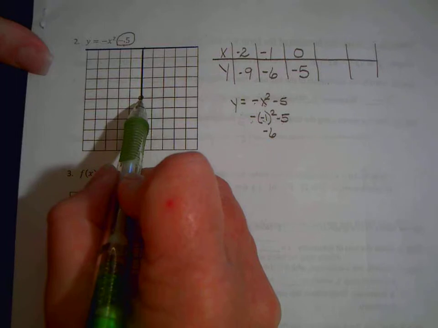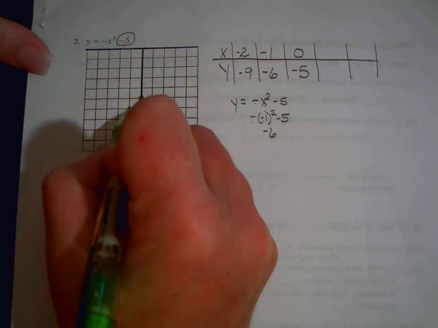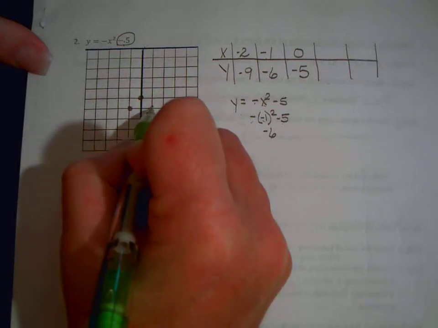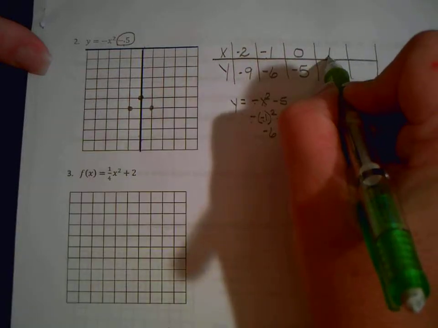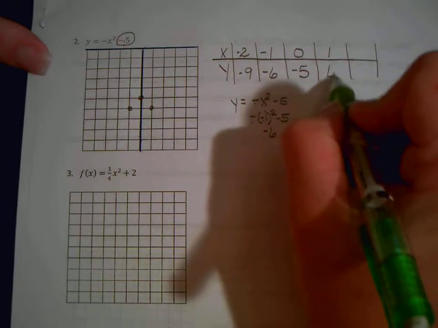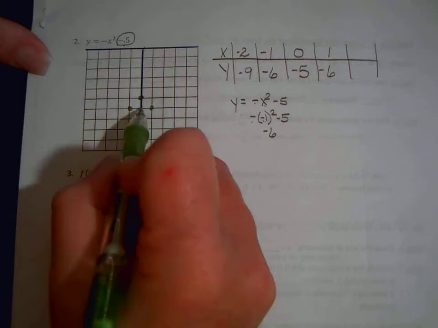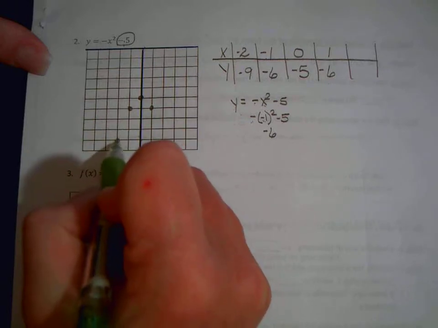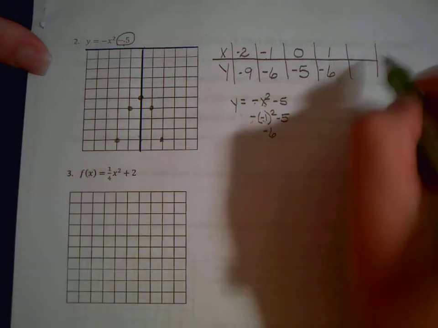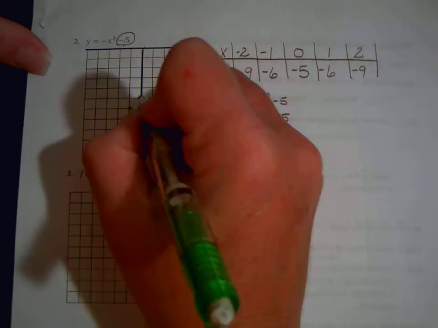Here's 0, -5. Now let's try -1, -6. So here's -1, -6. Do the mirror image, which means when x is +1, y is going to be -6 also. And then you're going to go -2, -9. So if this is 6, 7, 8, 9, mirror image. So when x is +2, y is -9.